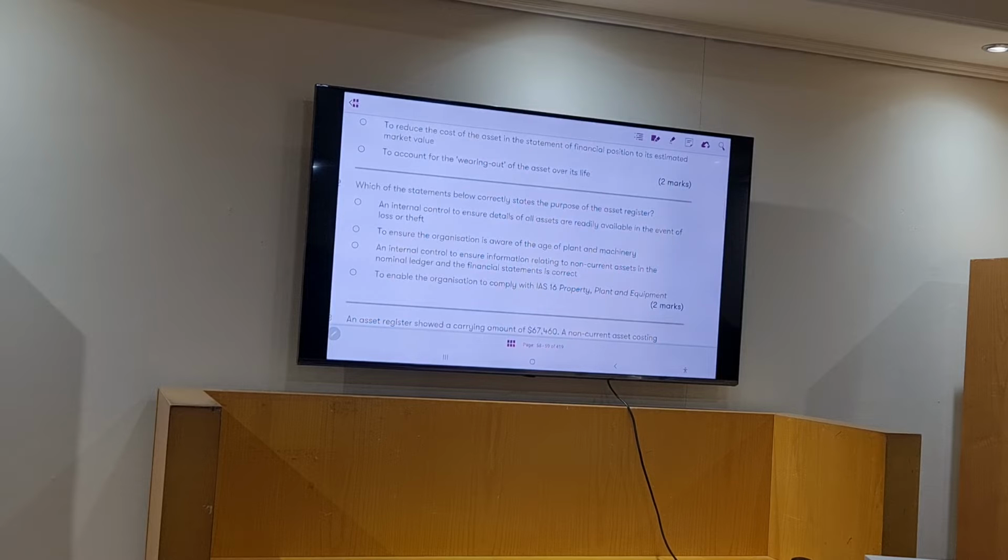So, which of the statements below correctly states the purpose of this register? Number 1 or 3? But tomorrow change to number 1.